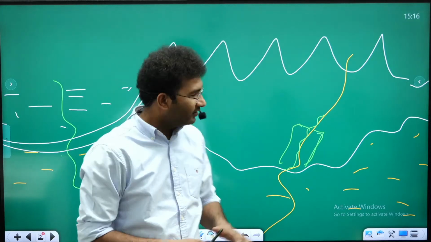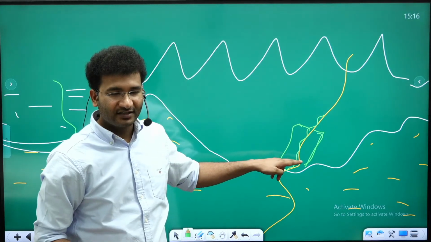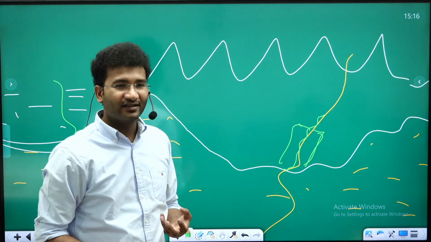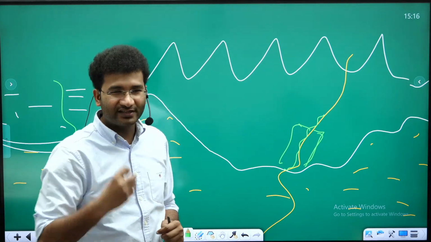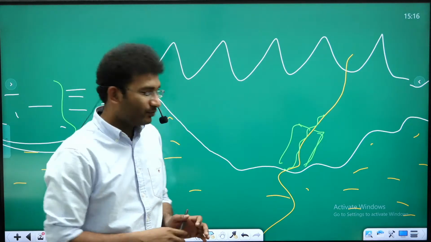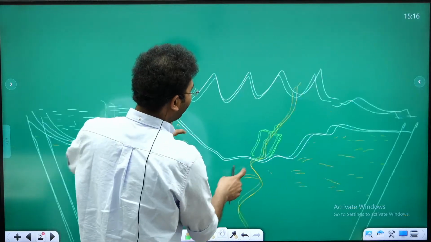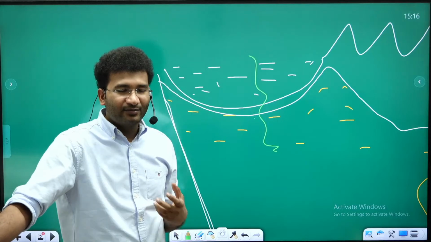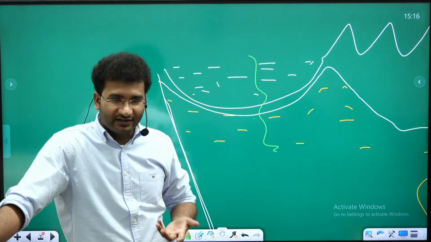This is getting mixed with silica. Silica is nothing but mitti. If it is getting mixed with silica, the volcanic material cannot move that easily. It will be viscous in nature. But you do not have much silica here, so they do not directly mix. The volcano that comes out is fluidic in nature.